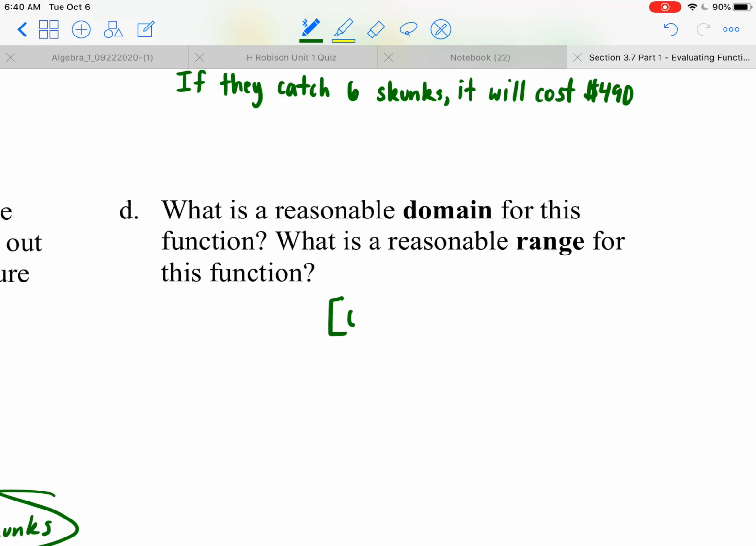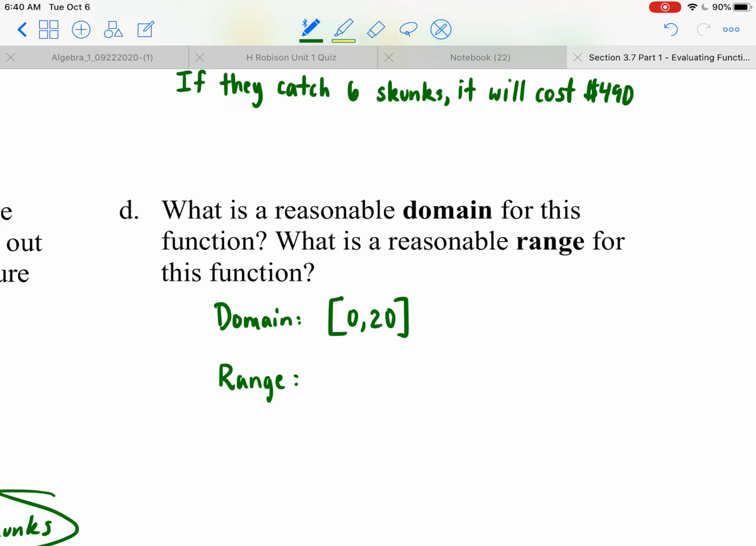I'm going to say it's probably somewhere between 0 and 20. I don't know how many skunks there are in a particular neighborhood, so let's just say 0 to 20. So a reasonable domain here would be 0 to 20. A reasonable range for this function would be whatever the outputs are when you put in those numbers, right?